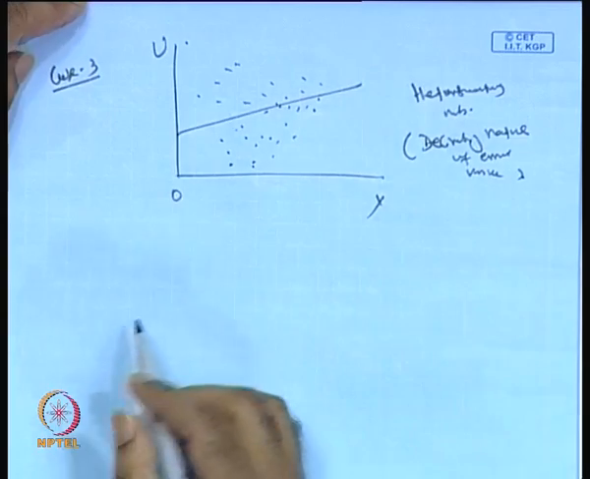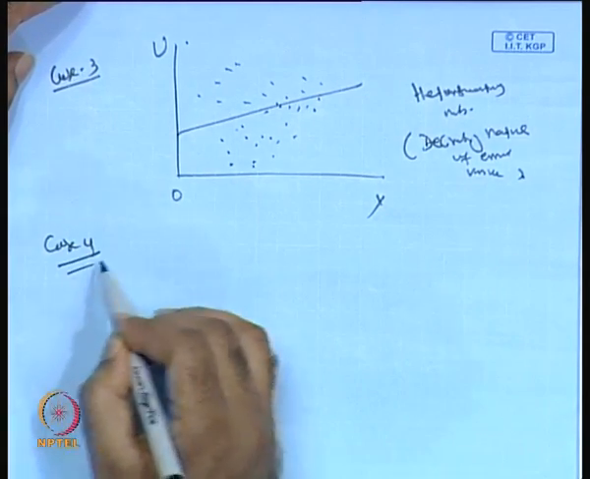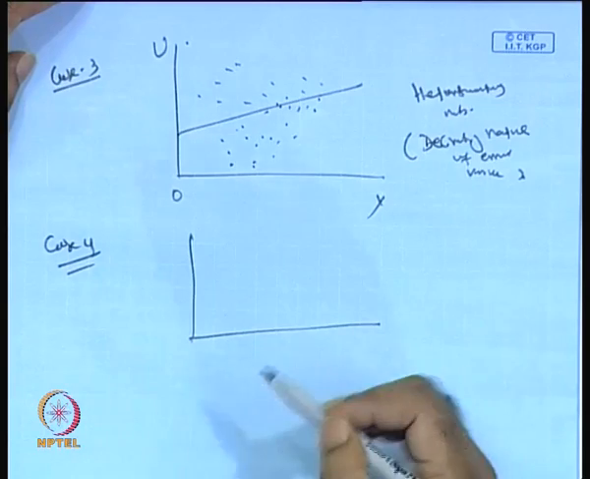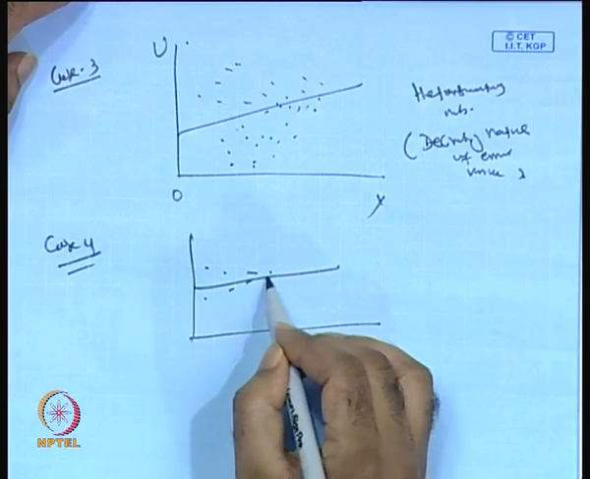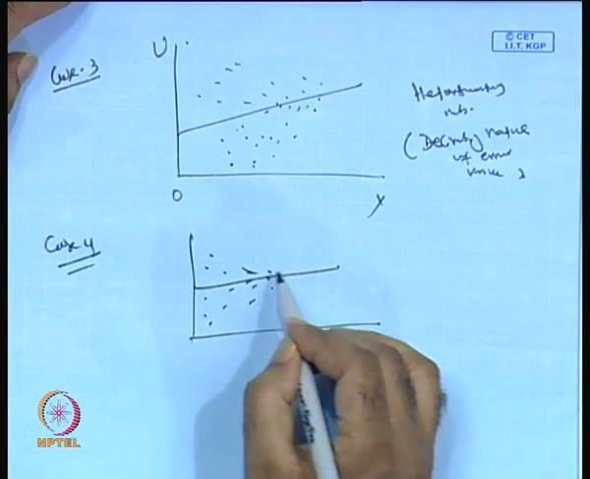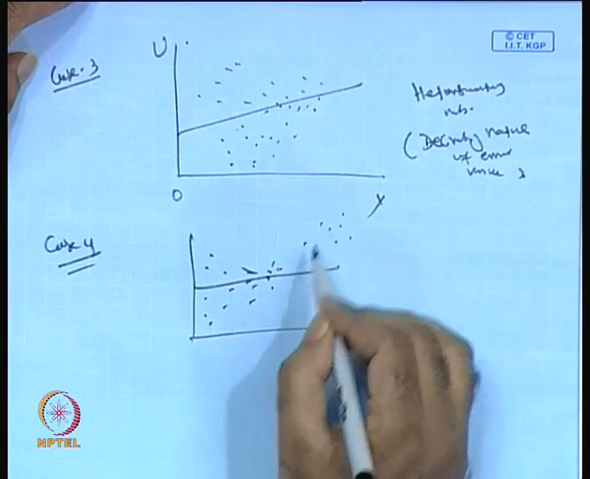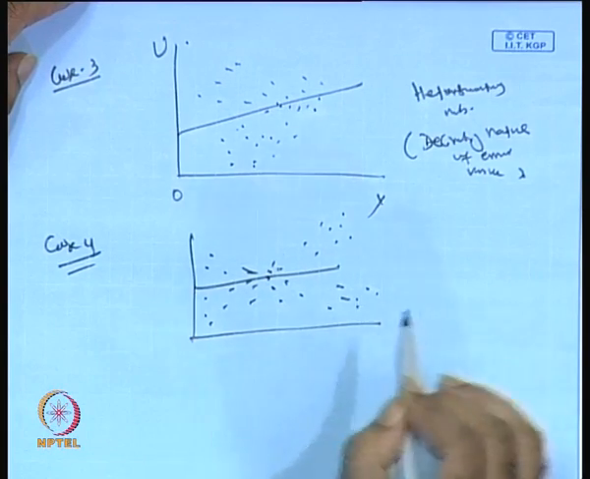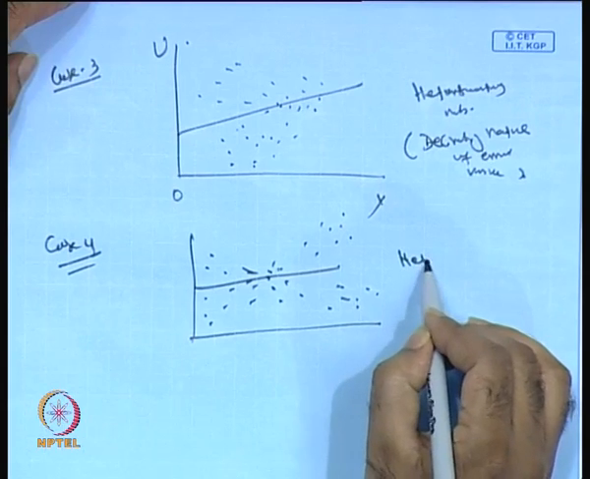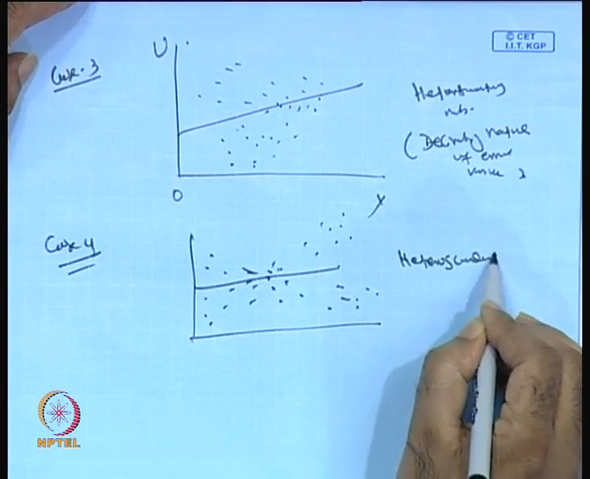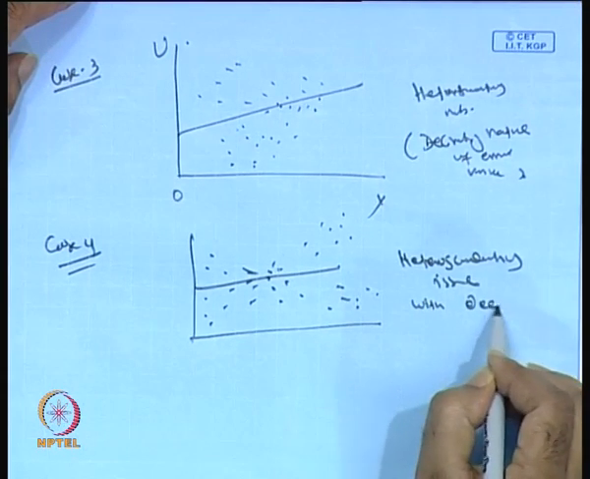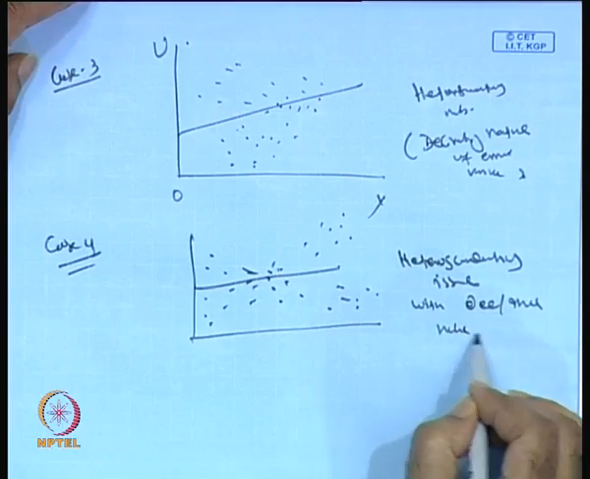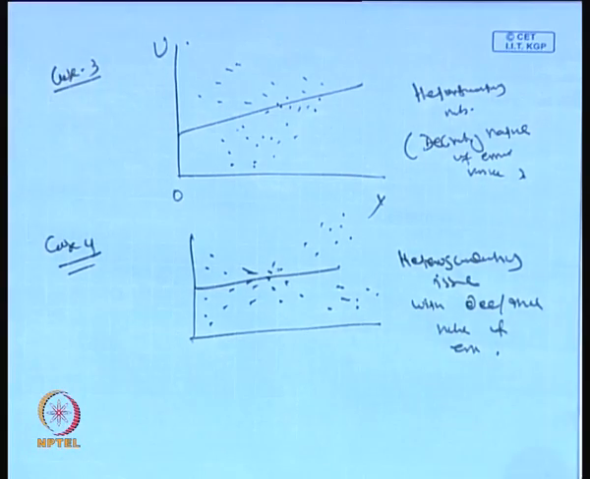Okay, so now we will take case 4, another case. So there may be like this, it may be like this, it may be like this. Okay, then it will be like this, then it will be like this. Okay, so this is also a heteroscedasticity issue, with both decreasing and increasing nature of error variance. Okay, so altogether there are 4 different shapes of heteroscedasticity problems.